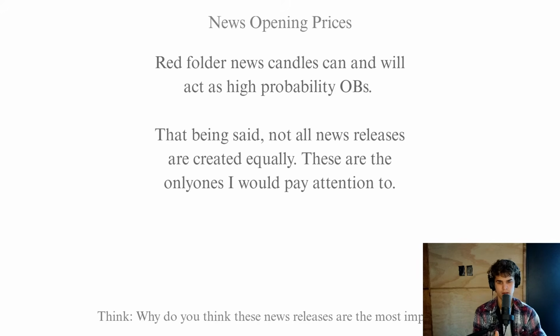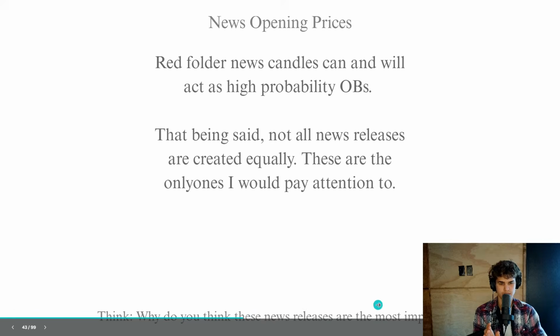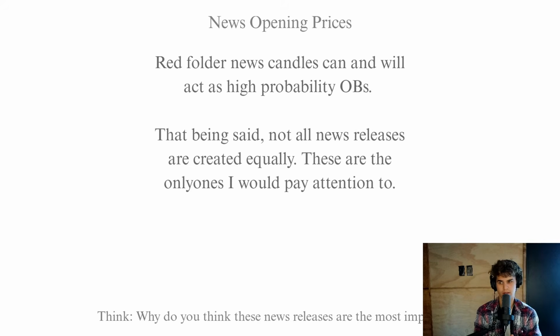So why do you think these news releases are the most important? Why do you think? In my opinion, right, I don't know if this is definitive or not. In my opinion, it all has to do with time, right? 8:30 news is also Forex open around that time. So, or it's around London close. So it's a very crucial time of day. Getting into London close, I should say. CPI, NFP, FOMC, we talked about this, right? And I guess I said PPI as well. I would discount PPI. I would.